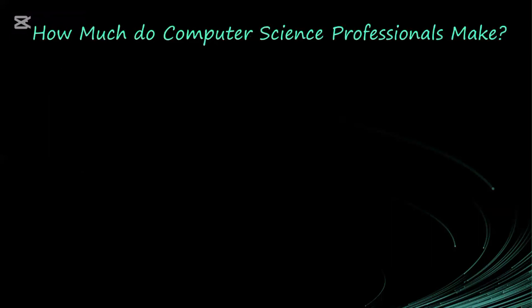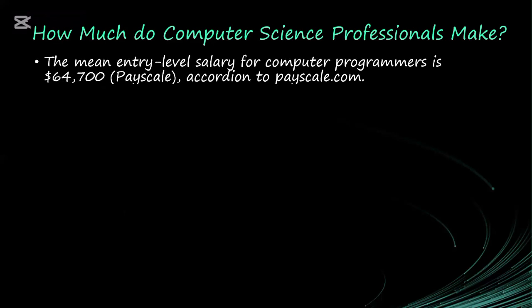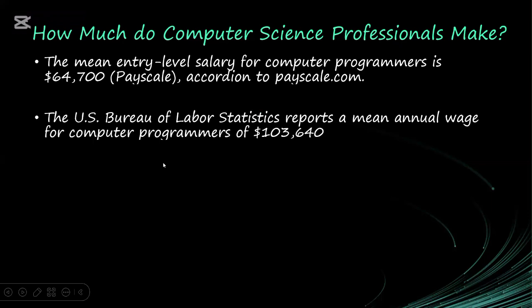So now, how much do computer science professionals make? The mean entry-level salary for computer programmers is $64,000 according to payscale.com. And I want to give you an assignment. I want you to go and do a thorough research on this. How much do computer science or computer programmers or tech people earn? Go and make research on your own. $64,000 per year. Imagine you earning such a thing. And you can earn up to 100 or 200 depending.